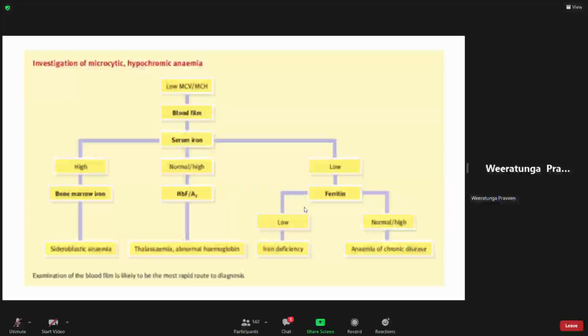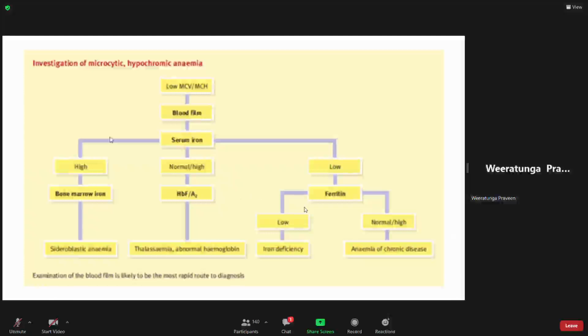Another reason for the ferritin to be high in anemia of chronic disease is that there is impairment of release of iron from stores. That is the problem. Because of the inflammation that's going on in the patient, iron is not released from the bone marrow stores. So they have a low serum iron but high ferritin because of that.